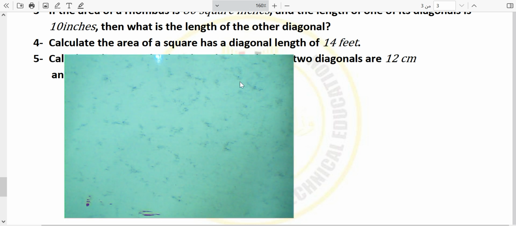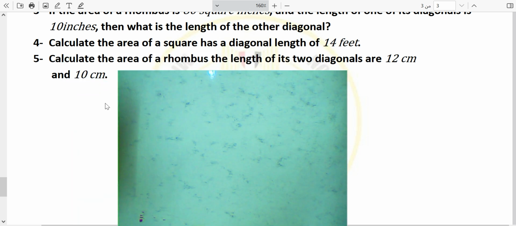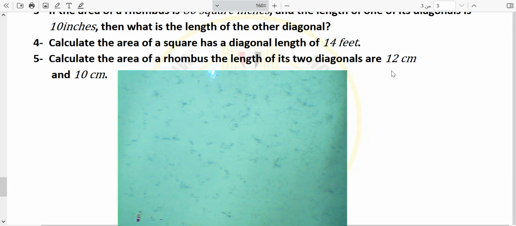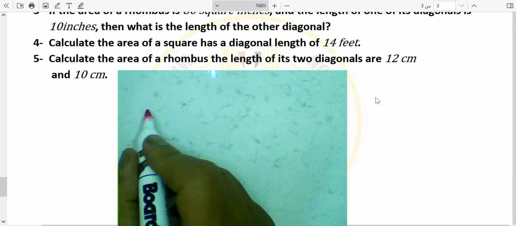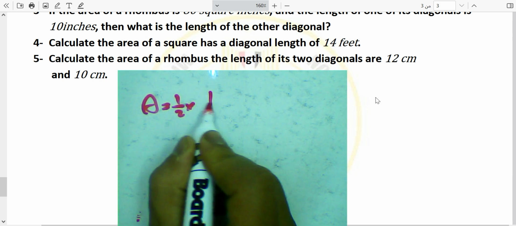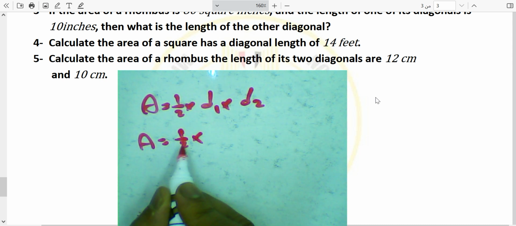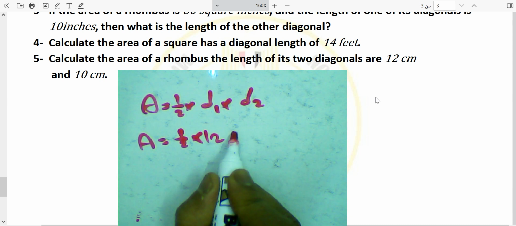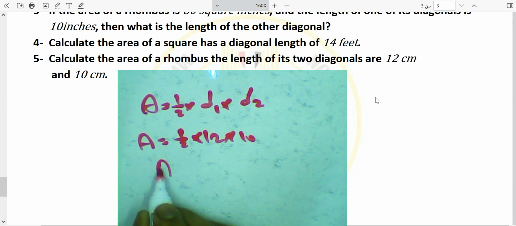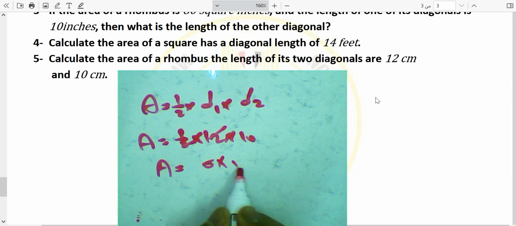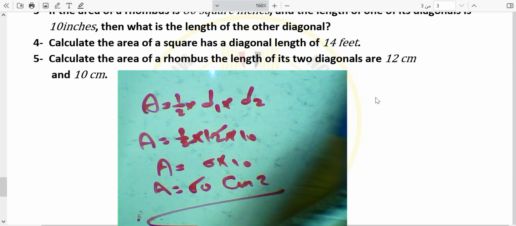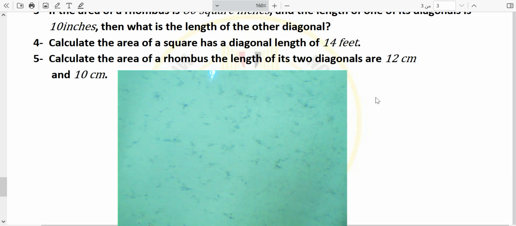Next question. Calculate the area of a rhombus. The lengths of its diagonals are 12 centimeters and 10. We know the area of a rhombus is half times diagonal 1 times diagonal 2. Then the area will be half times 12 times 10. Half of 12 is 6. 6 times 10 equals 60 square centimeters. Okay, these are easy questions. Okay, goodbye.